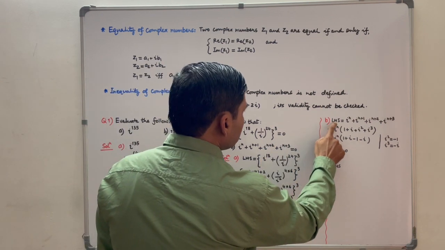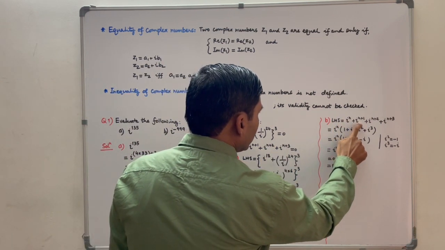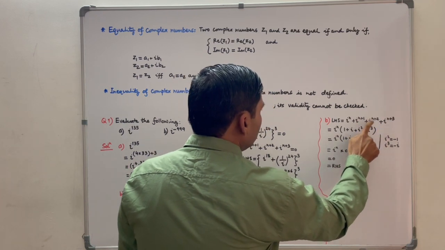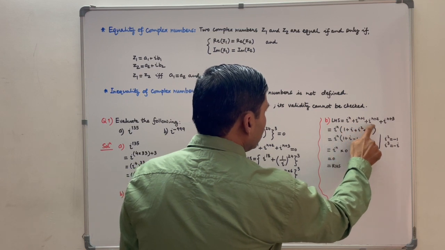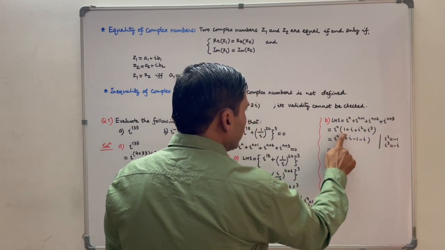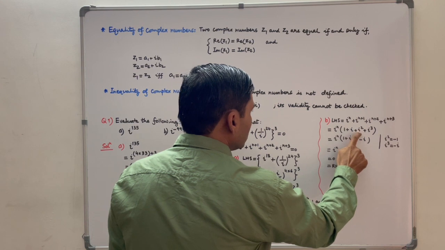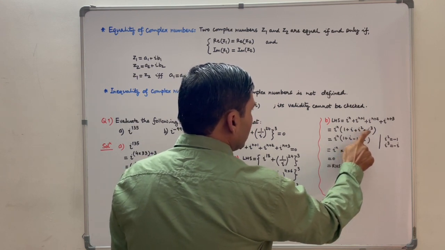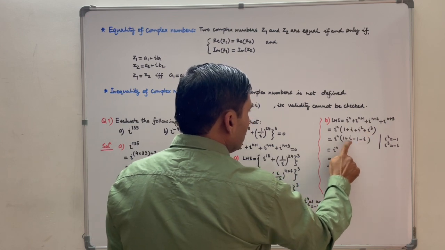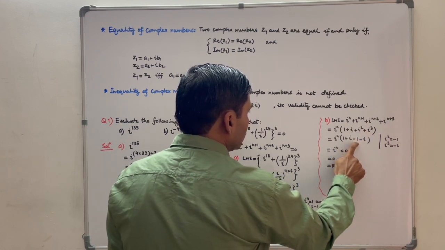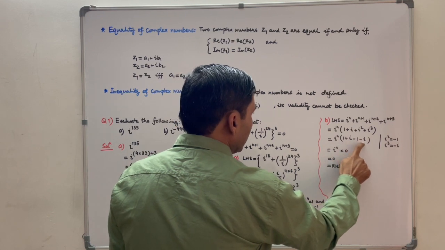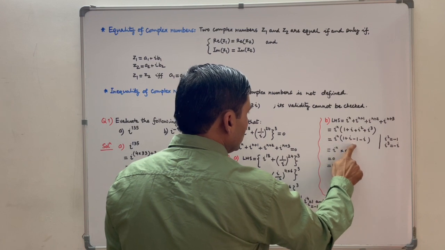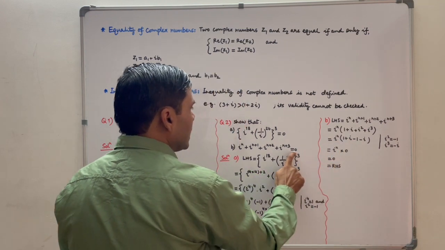Part B, LHS is equal to i to power n plus i to power n plus 1 plus i to power n plus 2 plus i to power n plus 3. We will take i to power n common in all the terms. So in bracket we get 1 plus i square plus i cube. We know that i square is equal to minus 1 and i cube is equal to minus i. Plus 1 and minus 1 will cancel each other. Plus i and minus i will cancel each other. So in bracket we get 0. i to power n into 0 is equal to 0, which is right hand side.